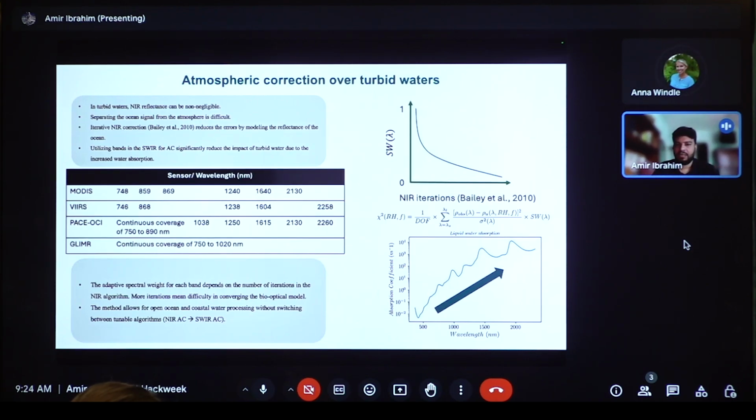This is summarizing what I was talking about before: the multi-band AC algorithm is used for PACE, but it can be used for other heritage sensor modes, VIIRS, as well as future sensors such as Glimmer. And this algorithm implementation allows us to utilize the near-infrared bands and the shortwave infrared bands whenever they are available.